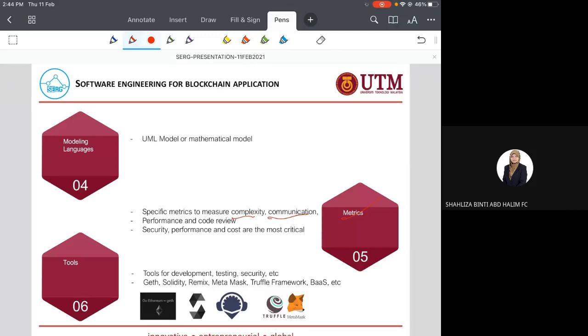And then the tools, they look at the existing tools right now. Most of the existing tools, for example Geth, Solidity, Remix, MetaMask, are for the smart contract. Maybe after this you can explore how to develop tools for testing, especially for unit testing.